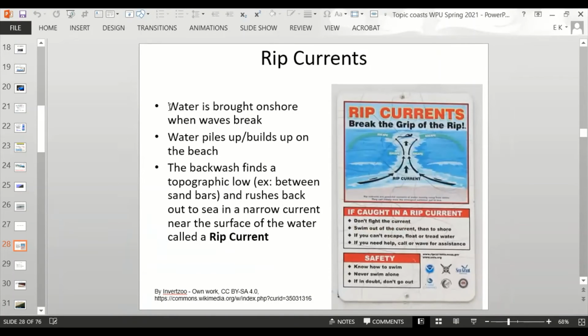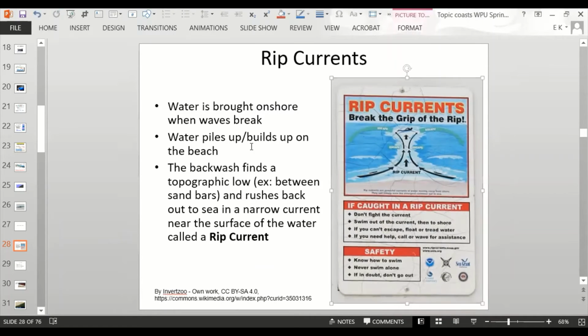So what is a rip current? When water is brought on shore, when waves break, the water piles up and builds up on the beach. So then it backwashes out to sea. And that backwashed water finds a topographic low, for example, between sandbars that might be underwater near the coast. So then the water is going to flow quickly back out to sea in a narrow current between sandbars or any topographic low that might be in the sand under the water.